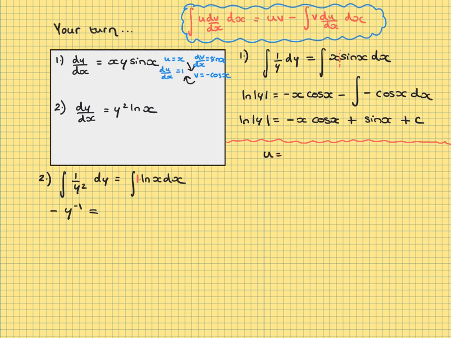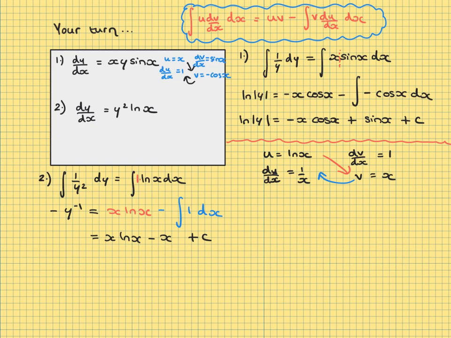So u will equal ln of x, because we can differentiate it to give us 1 over x very easily. dv by dx will equal 1, which integrates to give us v equals x. Applying the integration by parts formula, uv first of all, x ln x, take away the integral of v times du by dx, which is just 1. So this gives me x ln x minus x plus c, and on the left-hand side this is equal to minus 1 over y. If I wanted this in the format y equals, I could do a quick rearrangement like that.